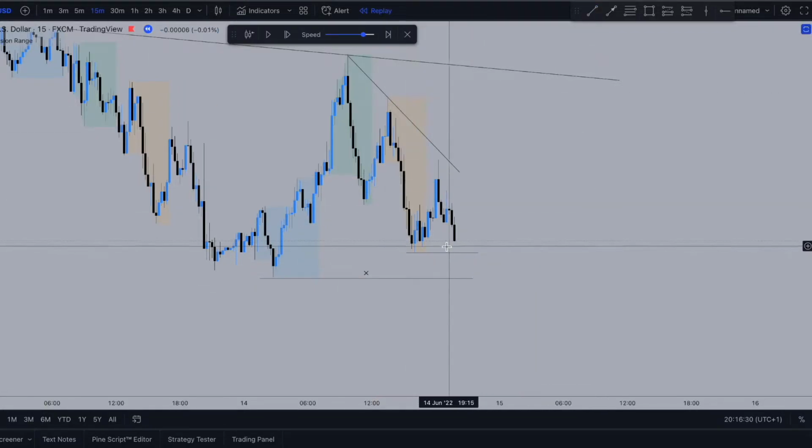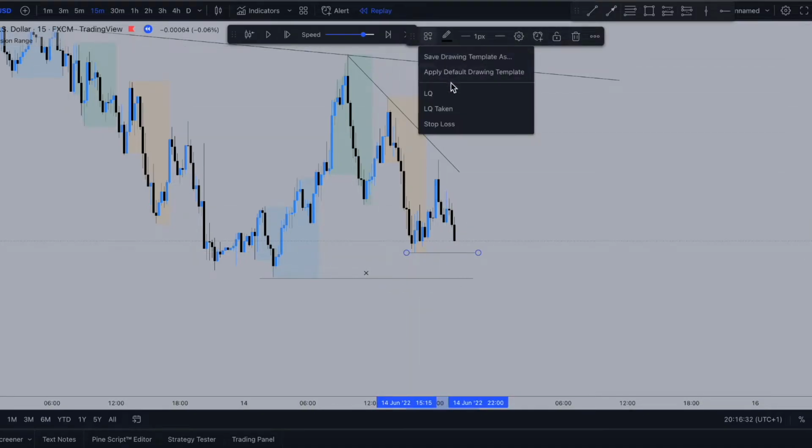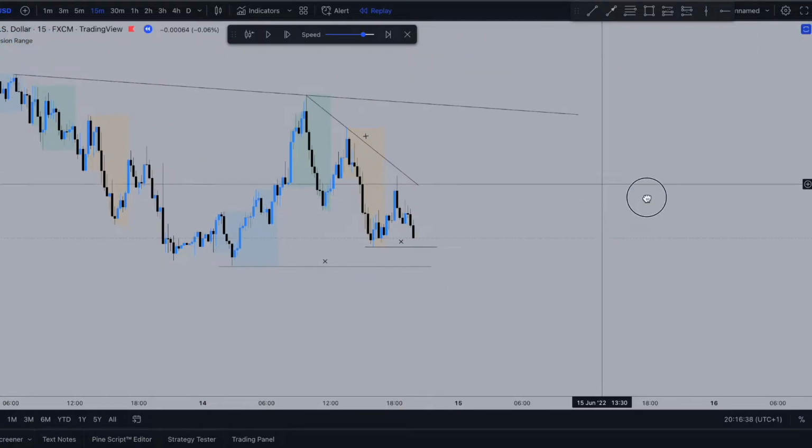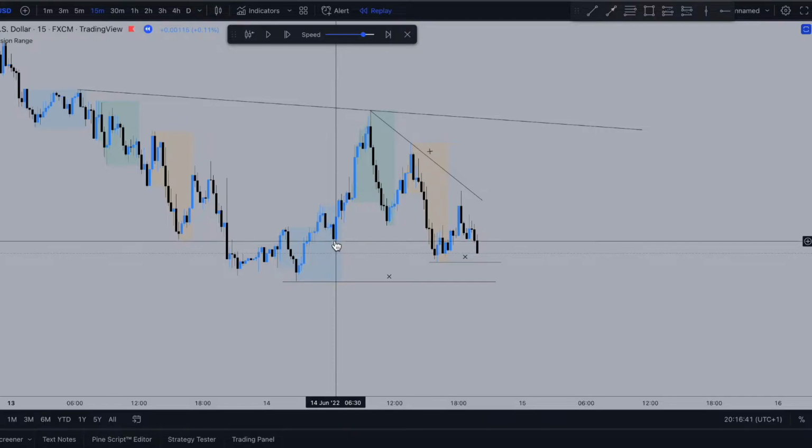So we've pretty much marked out all of the liquidity that is available, and we just have to now wait and see if we can get a little trade setup. So, marked out all liquidity. Pretty much this is induced.